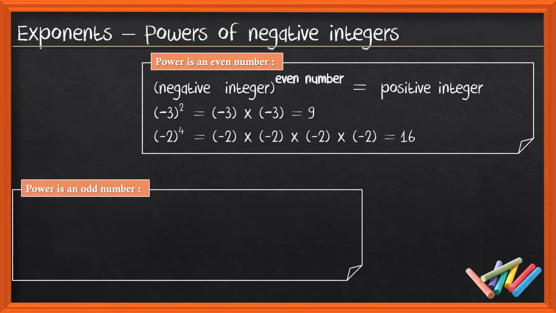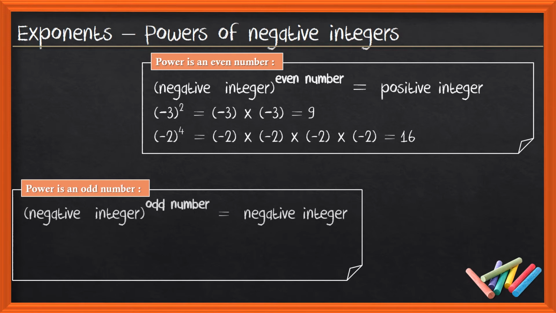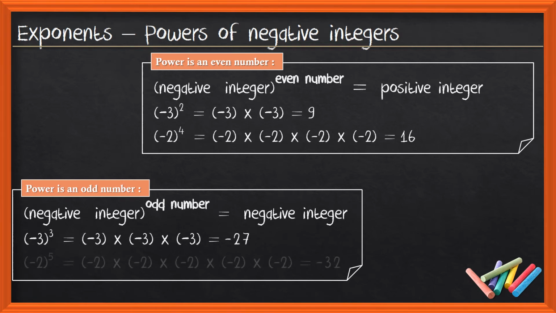Similarly, when the power of a negative integer is an odd number, we would get a negative integer as a result. For instance, negative 3 the whole power 3 is negative 27, and negative 2 the whole power 5 is negative 32. In both these examples, the power of the negative integer is an odd number. Hence, we get a negative integer as a result.